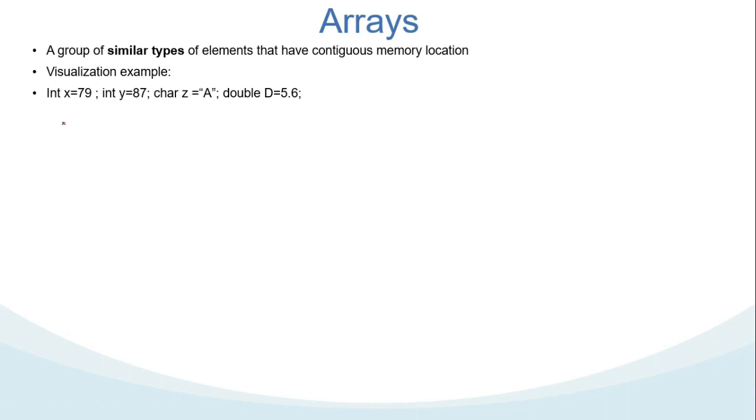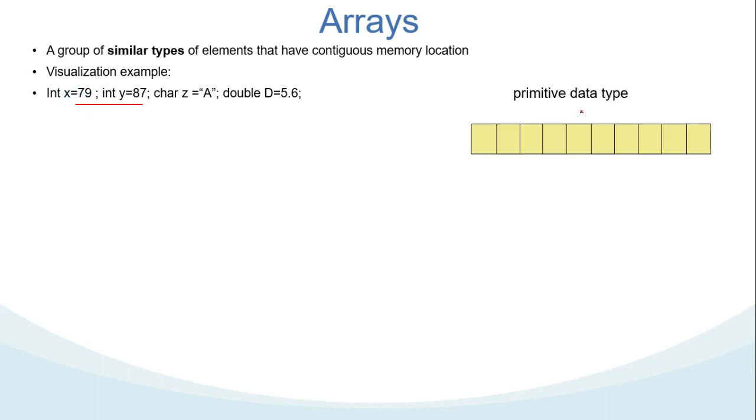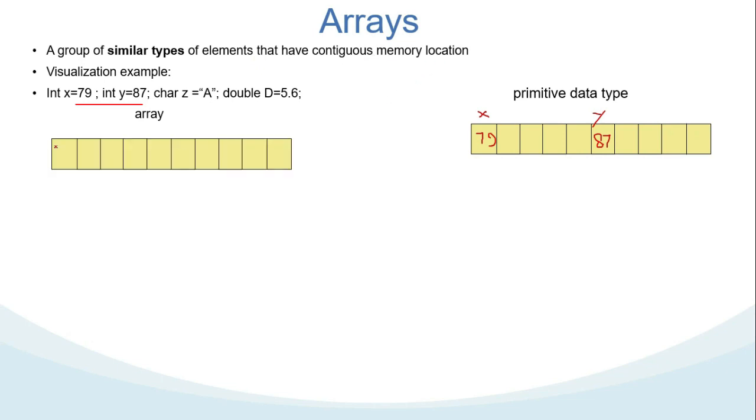Now, how would dissimilar types be allocated in memory? Because they are primitive data types, the allocation in memory might look like the following. The 59 might be here, and then y may be placed here, and the 87 is inside. Array is different. If we go back to the definition, it says similar type of elements that have contiguous memory location, so they will be placed near each other. 79 may be here, and then 87 next to 79, like this.